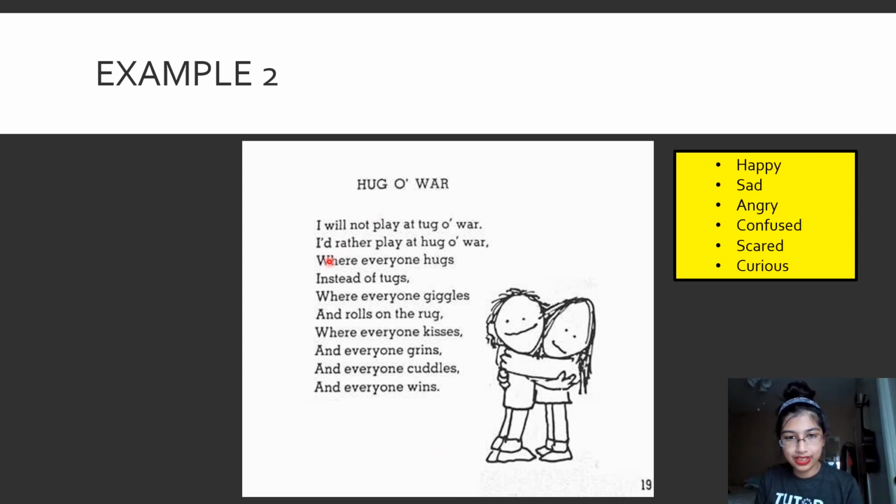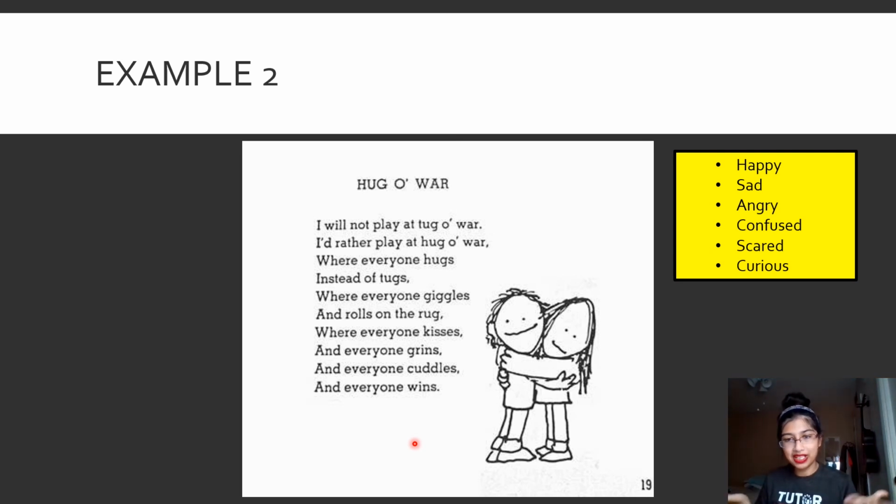Hug-o-war. I will not play tug-o-war. I'd rather play at hug-o-war, where everyone hugs instead of tugs, where everyone giggles and rolls on the rug, where everyone kisses and everyone grins, and everyone cuddles and everyone wins.